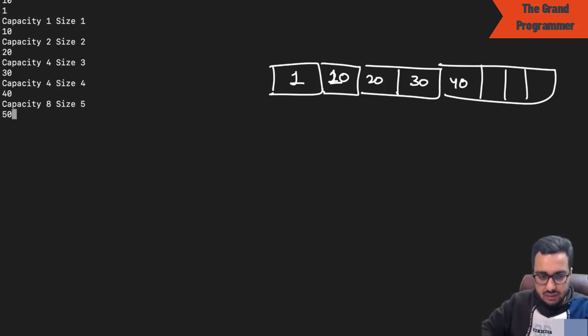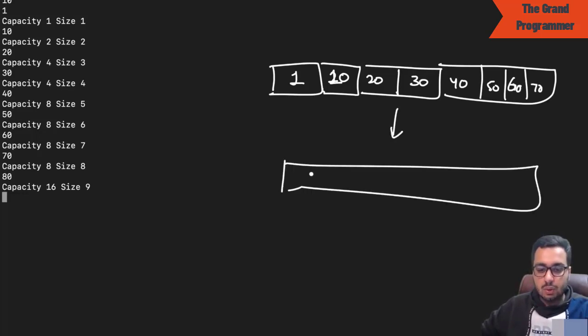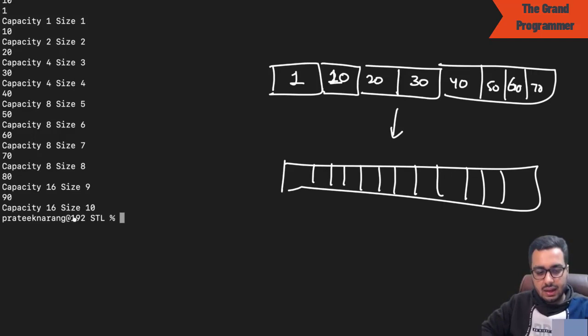Then let's say 50, same, 60, same, 70, same, 80, and now it is full. Now the capacity would become 8 into 2, 16. The actual capacity would now be 16, and this would be storing 10 numbers, let's say 90, and you can see what happens now. So the size is 10, the capacity is 16, and the vector is actually storing 10 numbers.